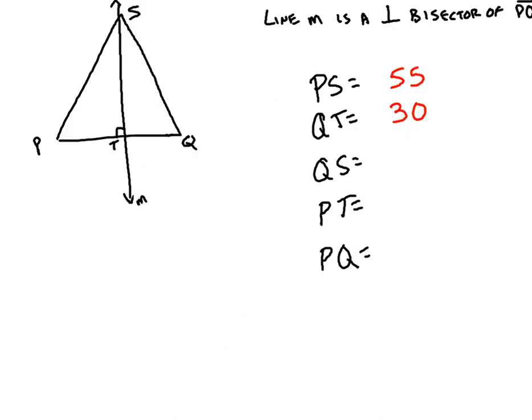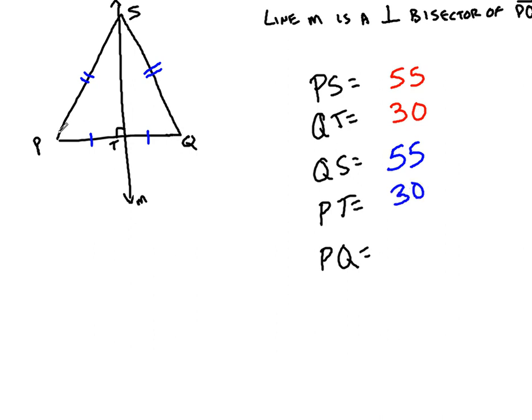So how are we going to use it? Well, if we're given this picture right here, this line M is a perpendicular bisector of PQ. Well, what that means is, because it's a perpendicular bisector, they must be equal to each other. And because of the bisector theorem, we can then say these two sides are equal to each other. So we can easily just fill in, if PS is 55, it means QS also is 55. If QT is 30, that means PT also is 30.